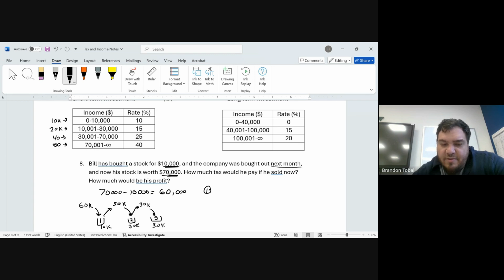You're doing the same bucket method as before. $10,000 times the percentage, which is 0.1 in this case, so that's $1,000. $20,000 times the second bucket, which is 0.15, that's going to be $3,000. And then the third one, $30,000 times 0.25, that's going to be $7,500. Add that all together, he pays in taxes $11,500. That's his taxes.